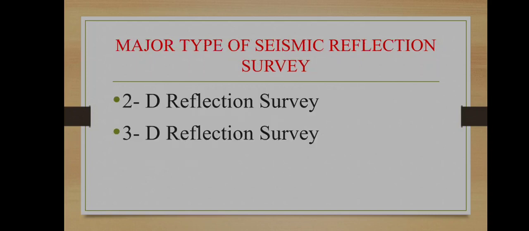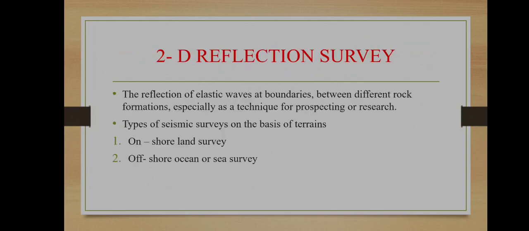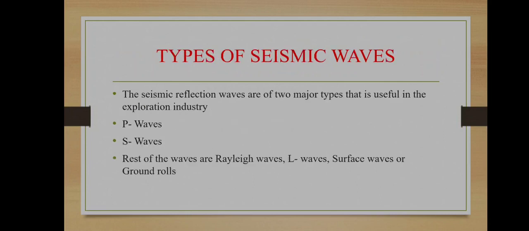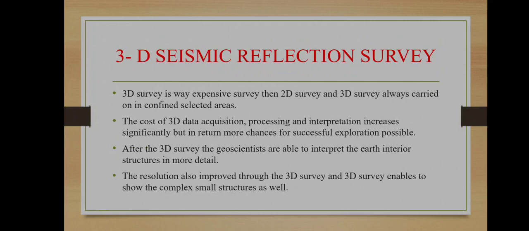What are the major types of seismic reflection survey? They are 2D and 3D. The 2D reflection survey means the reflection of elastic waves at boundaries between different rock formations, especially as a technique for prospecting or research. The types of seismic surveys on the basis of terrain are the onshore land survey and the offshore ocean or sea survey. The seismic waves are of two types, P waves and S waves, and the rest are called Rayleigh waves, that is, L waves, surface waves, or ground rolls.